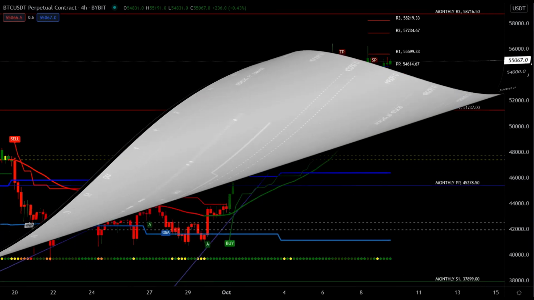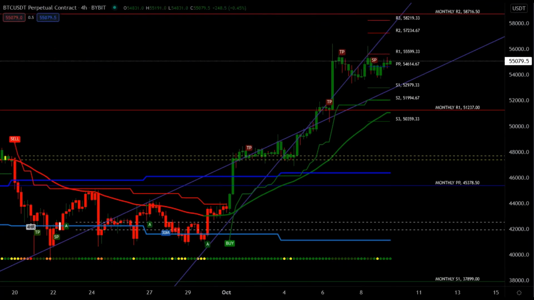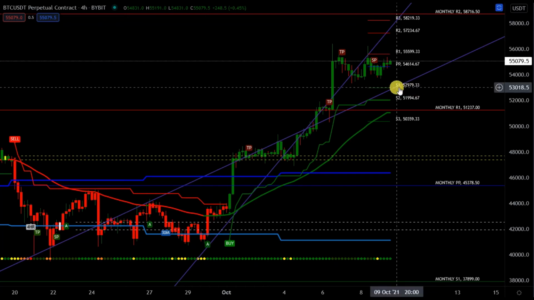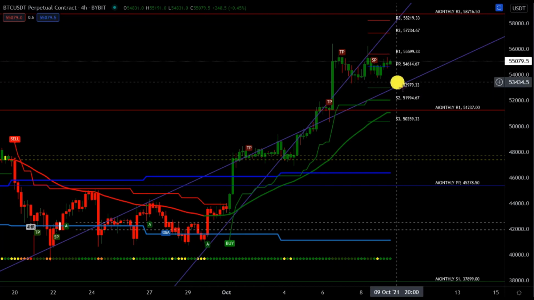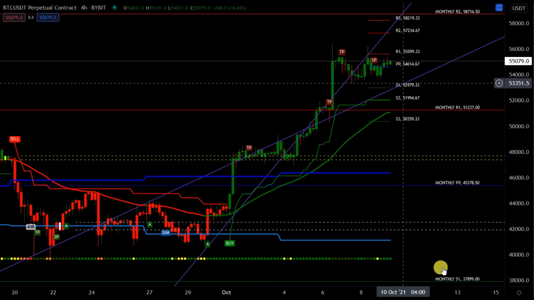The last thing I've added to our chart are our auto trend lines, and you can use these to help pinpoint where price may bounce. So in this case, you can see that the trend line coincides here with S1. So if we do get a pullback, that's a likely place to bounce and a good place to buy.